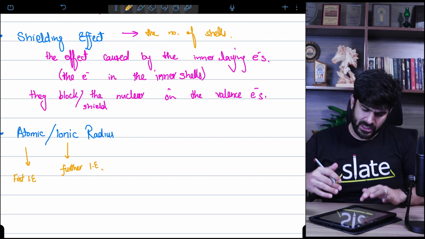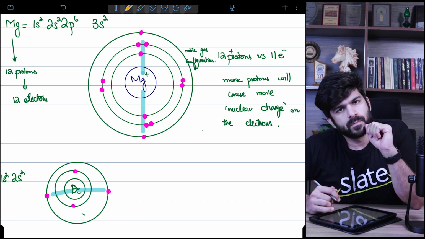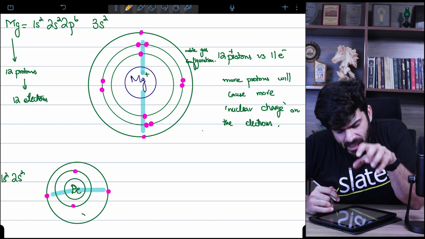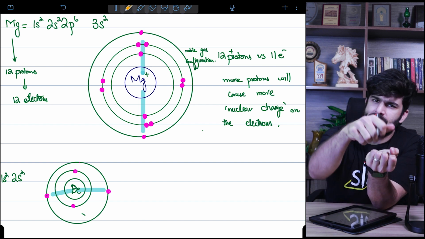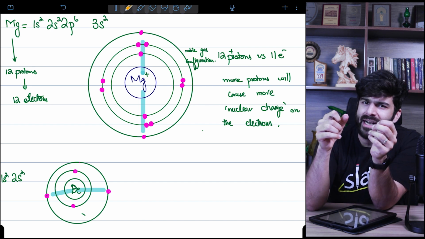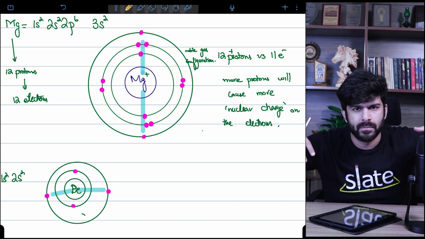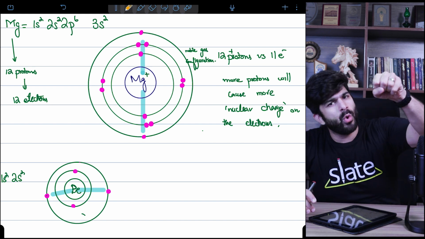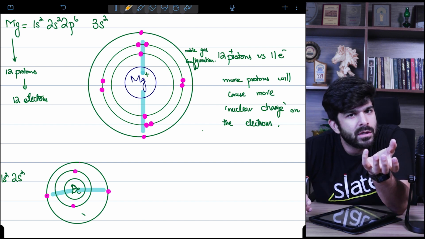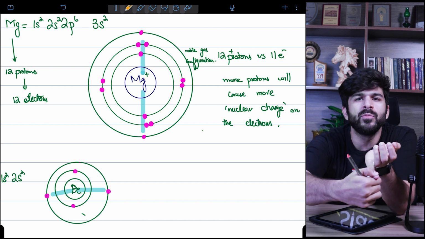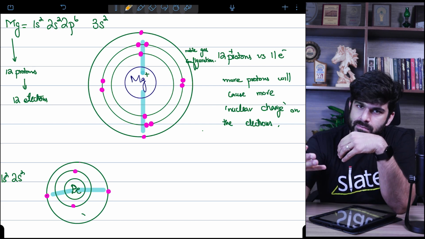Now, what happens if the radius is increasing? Let's look at this one again. Beryllium has a smaller radius than magnesium. So beryllium will hold its valence electrons more strongly than magnesium. In the case of magnesium, since it has a huge radius compared to beryllium, magnesium will have a lesser hold on its outermost electrons and beryllium will have more hold. So if beryllium has more hold, it will be difficult to remove electrons. And when magnesium has lesser hold, it's easier.